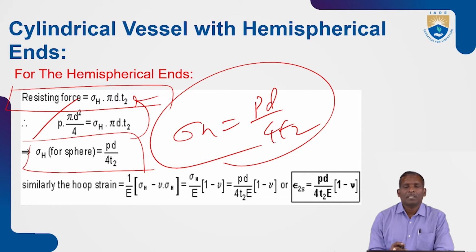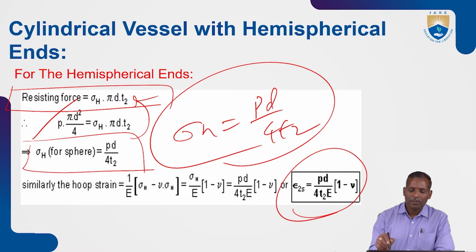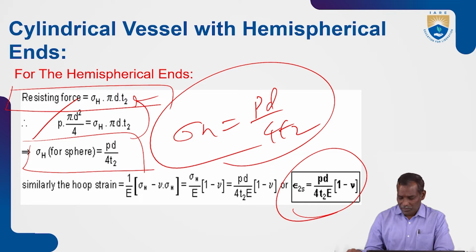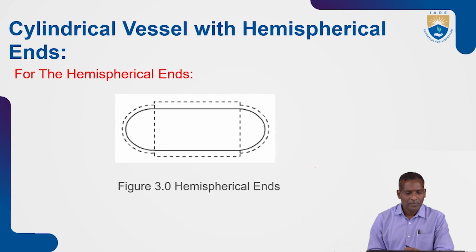So P is the internal pressure and D the diameter of the hemispherical shell, and T2 is the thickness of the hemispherical ends. Similarly, the hoop strain is PD by 4T2 into E into (1 minus mu). Substitute this equation and then simplify.